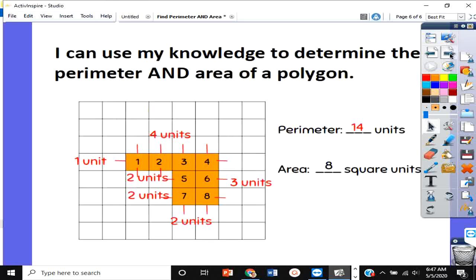So let's go ahead and wrap up this lesson by reviewing our I can statement to see if we've met our goal for the day. Our goal for the day was to use our knowledge to determine the perimeter and the area of a polygon. Did we count the outside of the shape to find the perimeter and the inside of the shape to find the area? If you said yes, then I would agree. Great job.